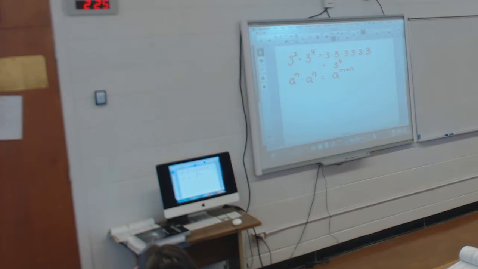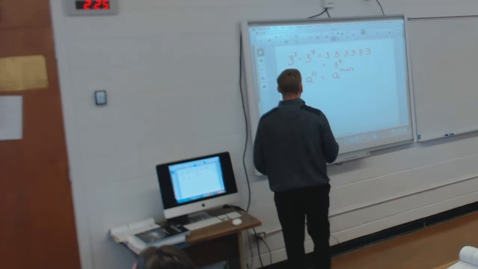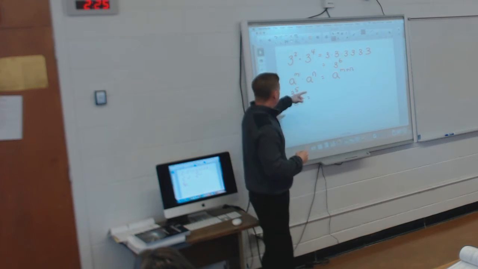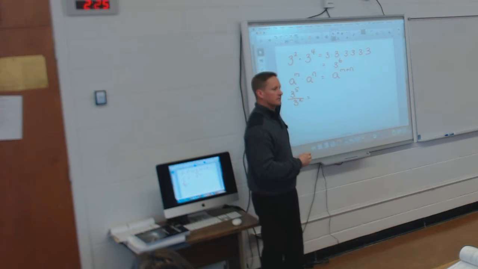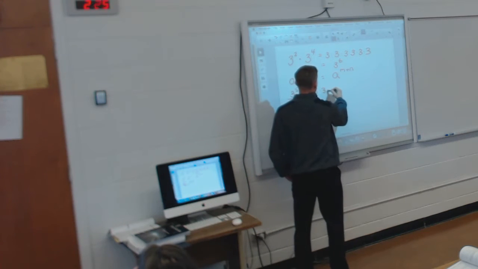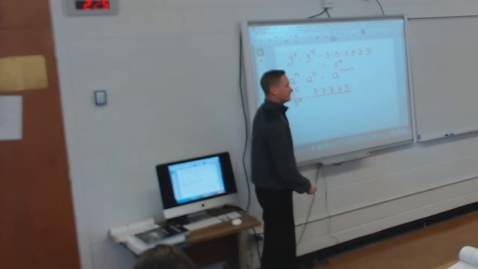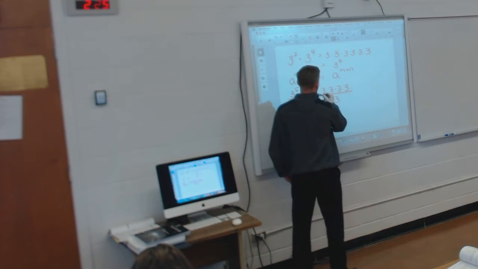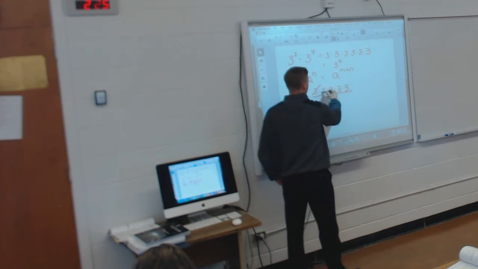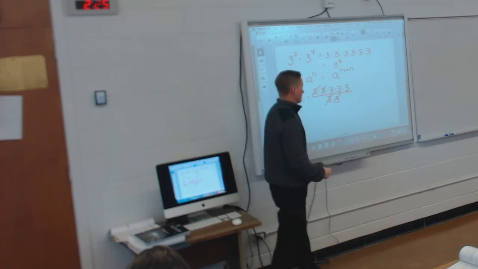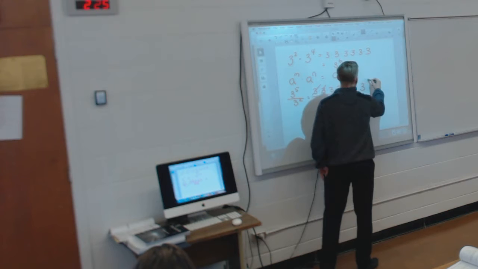What do you think happens when I divide? What do I do with the exponents? Subtract them. Okay, let's find out if that's correct. Let's take 3 to the 5th divided by 3 squared. How many 3's are on top? 5 on top. How many on the bottom? 2. So 3 divided by 3 is 1. 3 divided by 3 is 1. What does that leave me with on top? 3 to the power of 3. So it sounds like you're probably correct.